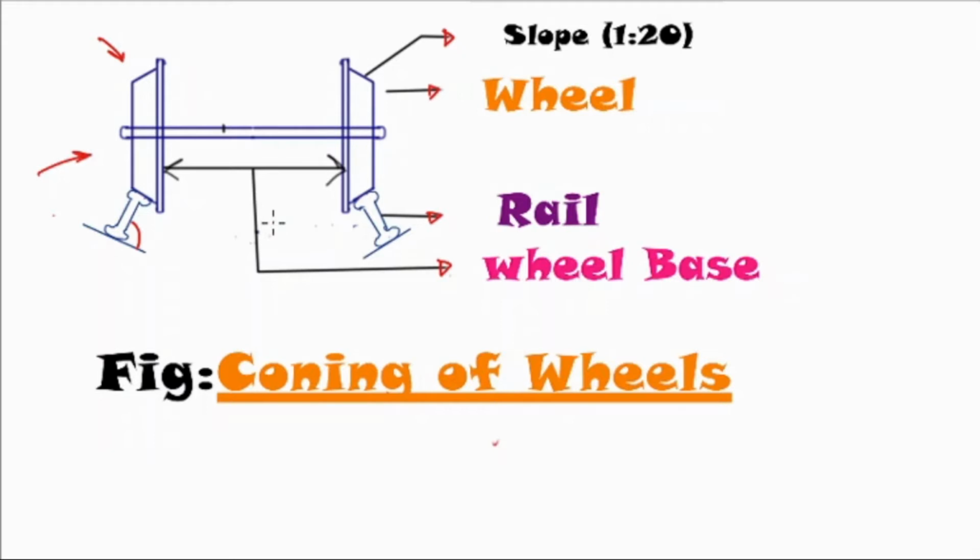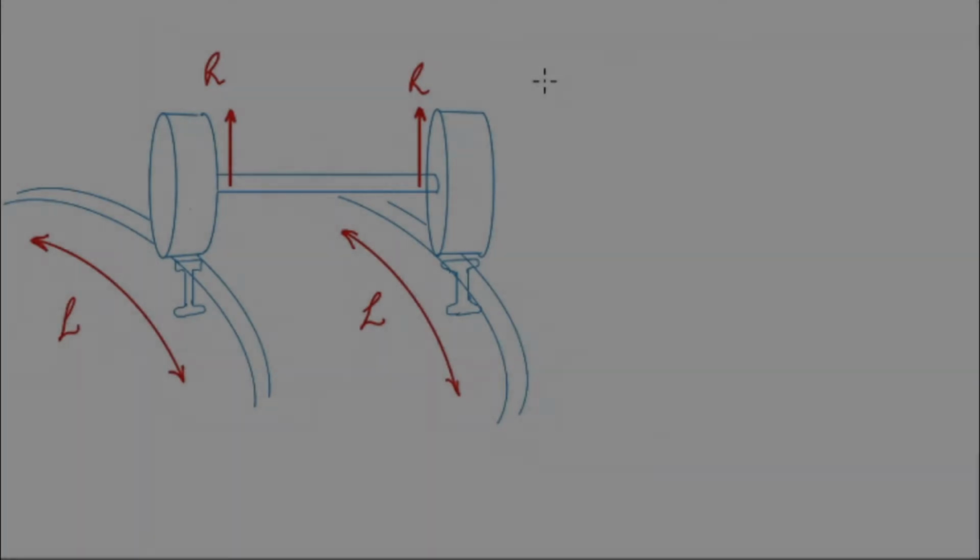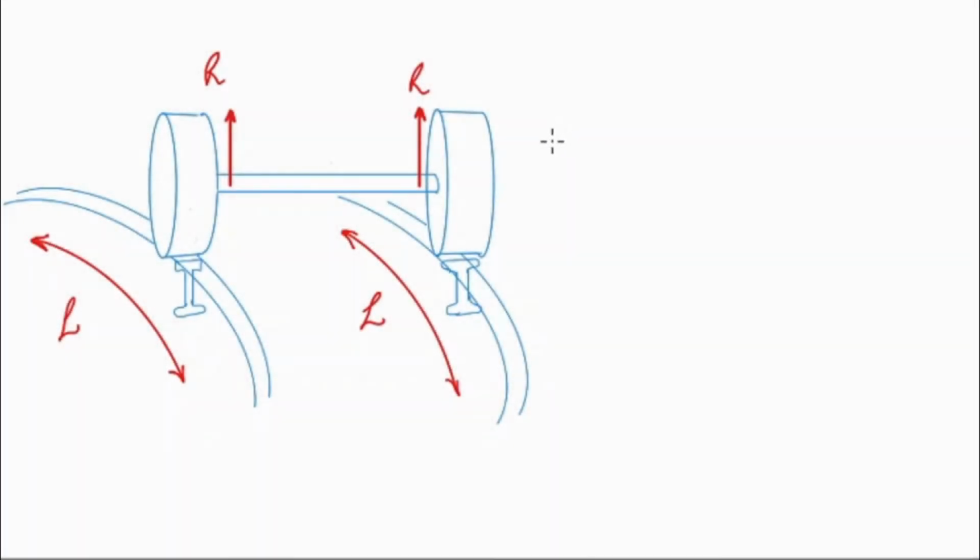To understand it better, let us imagine the wheels of the train without the coning, that is, a slope in the edge. So, let us imagine a wheel without a slope in the edge. In this case, when the train takes a turn, the inner wheel, that is this one, and the outer wheel, that is this one, they both travel equal distances. Now, what will happen? Will the train be able to make a turn? The answer is actually no. Because to take a turn, we know that the inner wheel has to travel less distance than the outer wheel.